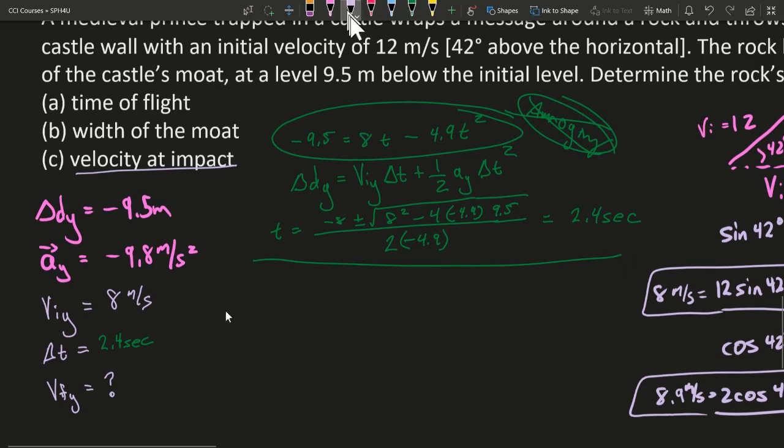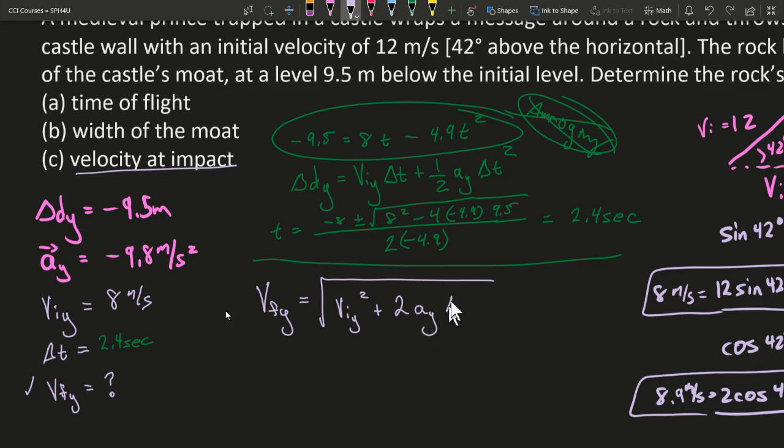What I suggest students do is find your final velocity y first, because look at this fancy formula. Final velocity y is equal to the square root of the initial velocity y squared plus 2 times the acceleration due to gravity times the vertical displacement. Okay? And look at this fancy little formula. Don't forget there's a plus/minus here.